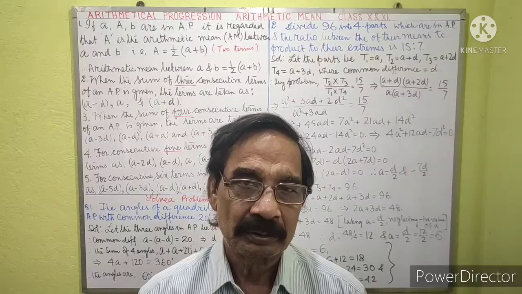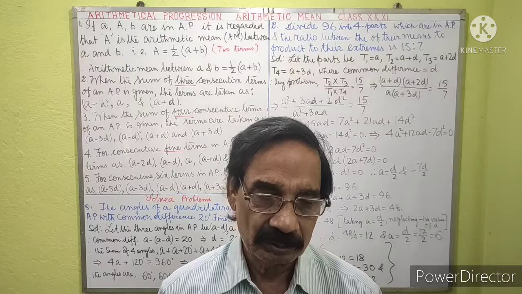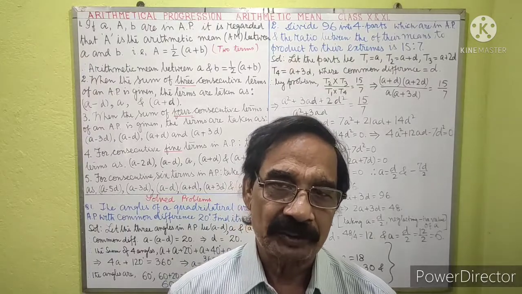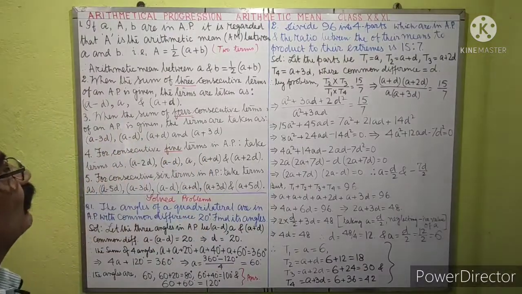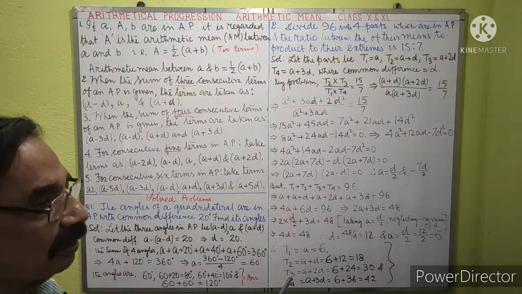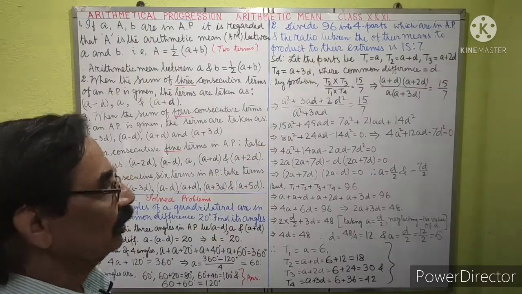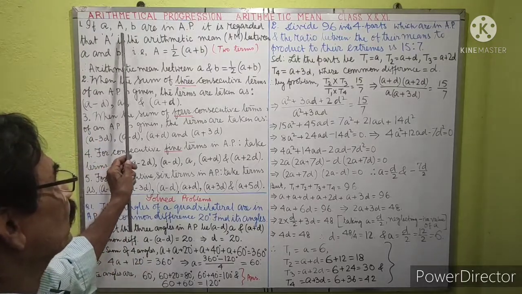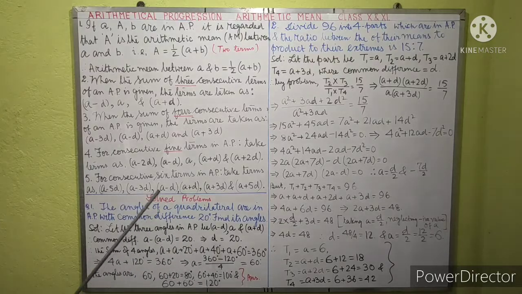We were going through the chapter Arithmetical Progression. We will do the same chapter, Arithmetical Progression, but today we will get Arithmetic Mean. This is Arithmetic Mean in arithmetical progression. Before going to the examples, I will go through some four steps.